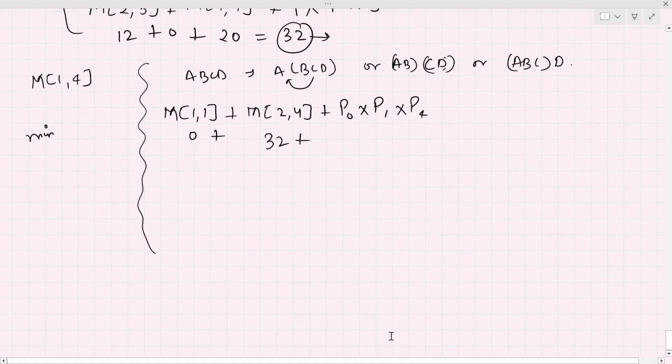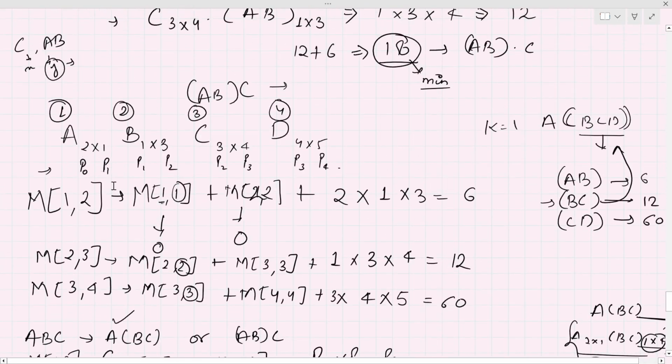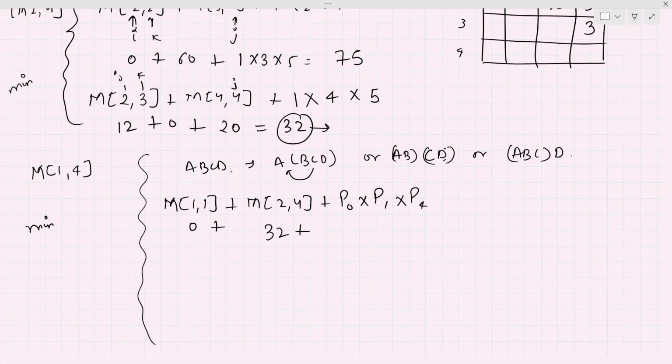Now value of P0, P1 and P4. So value of P0 is 2, P1 is 1 and P4 is 5. Okay, so it means you have to multiply 1, 2 and 5. So if you solve this, you will get 10, and 10 added to 32 becomes 42. Now we solved the first part, BCD multiplied by A.